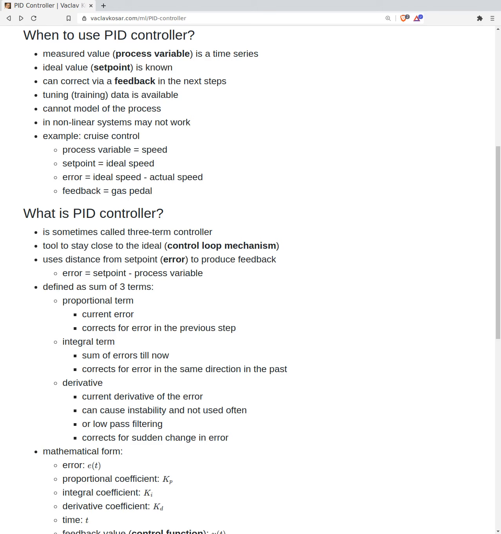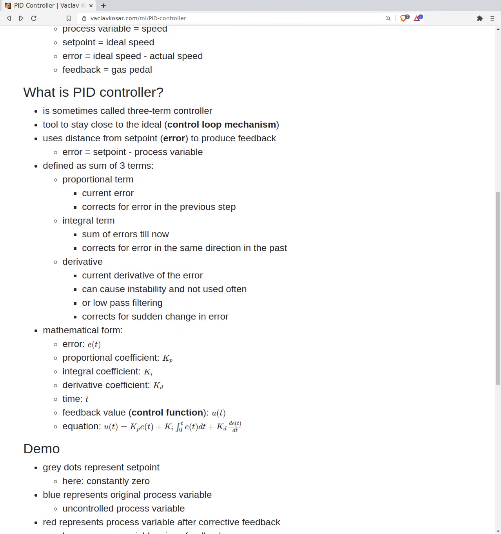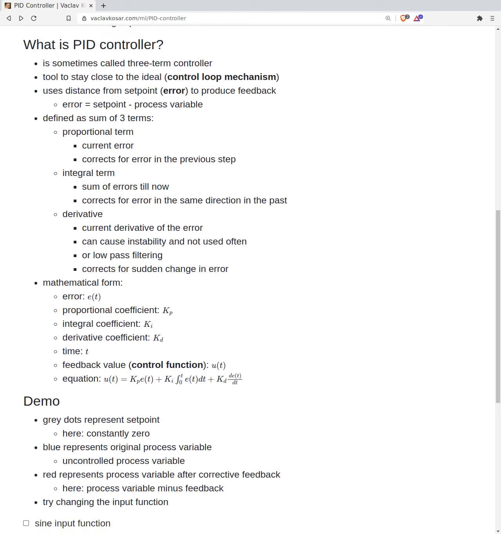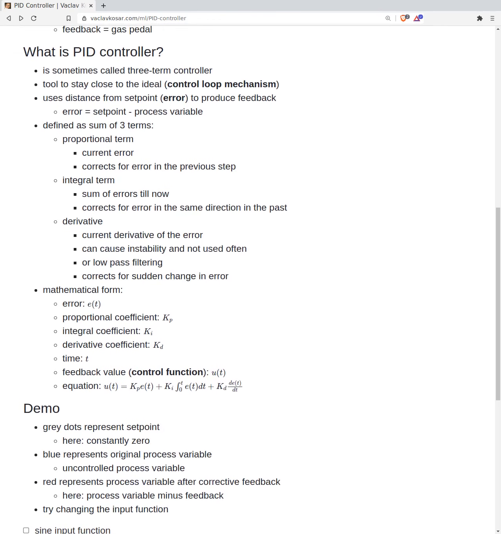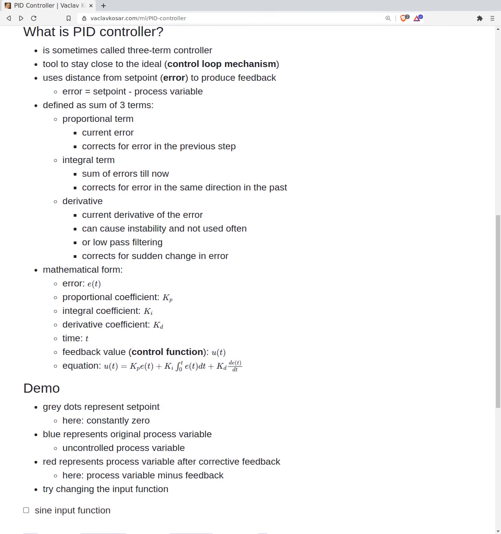In non-linear systems, the PID control may not work. Example use case is cruise control. So the process variable there is the speed. The set point is the ideal speed that we configured. The error is the ideal speed minus actual speed, and the feedback is the gas pedal pressure, basically.